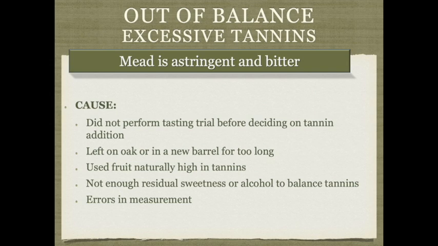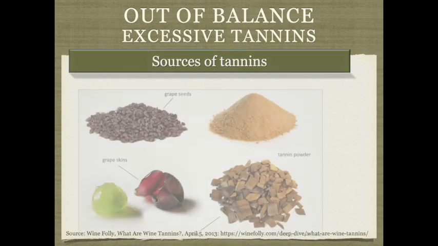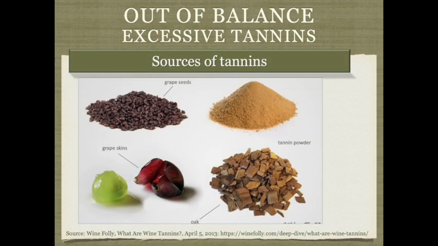If you left the mead in the oak or in a brand new barrel for too long, that can add too much tannin. Maybe you used a fruit that's naturally high in tannins, or there's not enough residual sugar or alcohol to balance the tannins that you added, or you just made a mistake in measuring how much to add. And as I'm sure you all know, there are different sources of tannins. They come from plants. They can come from the seeds, from the skins, from oak, or even from the tannin powder that you use to add.